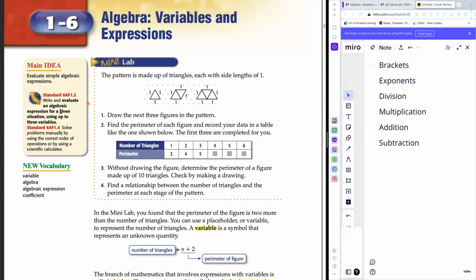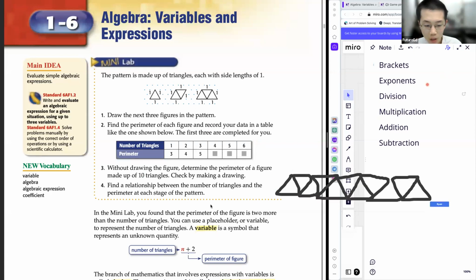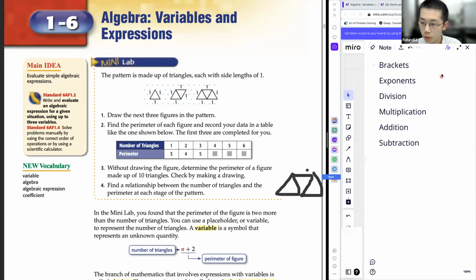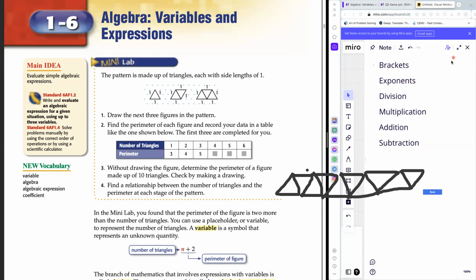Okay. You can start from the left side. Okay. So while Ryan is drawing his 10 triangles, Ryan Lin, can you tell me what is the relationship between the number of triangles and the perimeter? Can you think of anything? Any relationship? Ryan Lin?